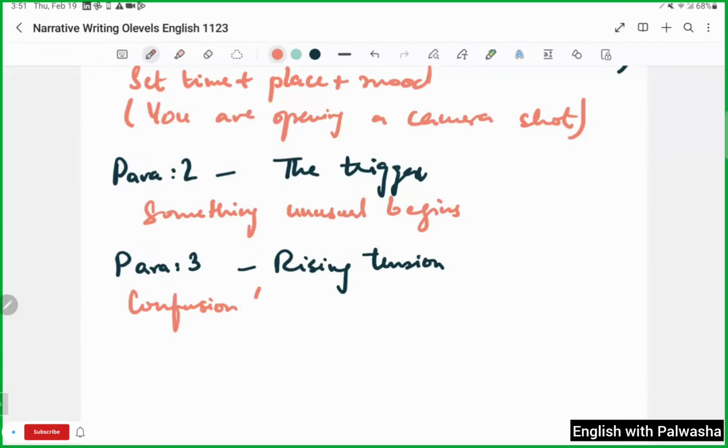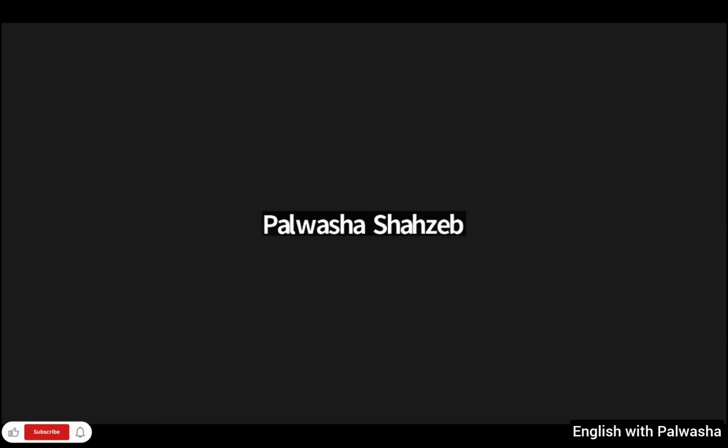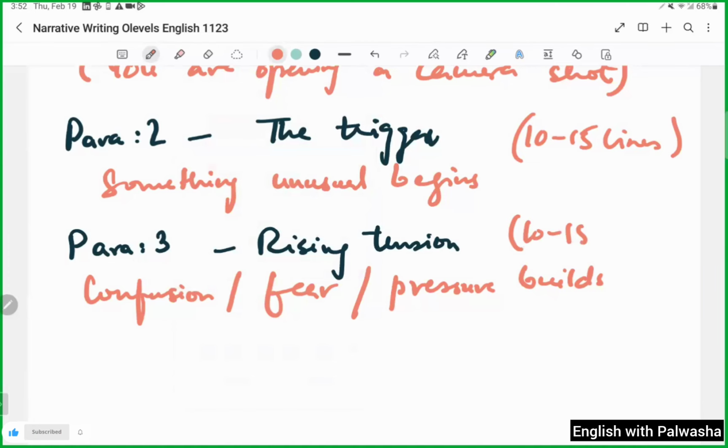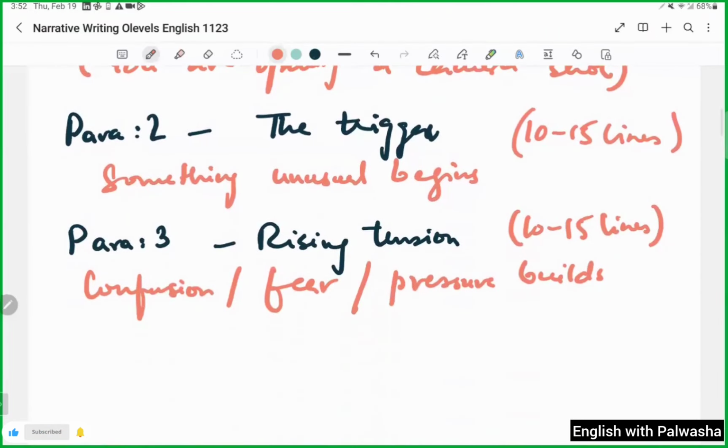some or maybe a lot of confusion. Maybe there's fear. Maybe the pressure builds in this specific paragraph, where you have to occupy 10 to 15 lines. But that depends on how you segregate the word limit, right? Because then you have to divide the word limit in an appropriate manner. Okay, and after that, you have to add paragraph number four, and that is going to be your climax. Climax, which is something most important, dear, right?